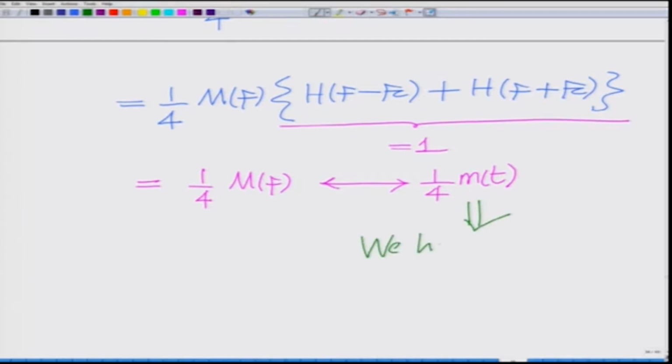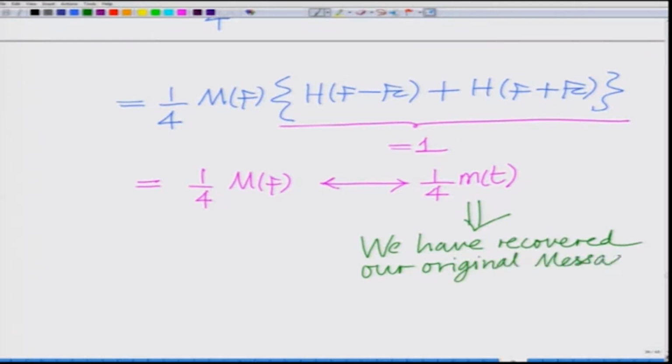Which implies that we have recovered our original signal MT. But note that the requirement is that HF minus FC plus HF plus FC should be equal to 1. So that is the property that the non-ideal VSB filter must satisfy. Let us look at that property.